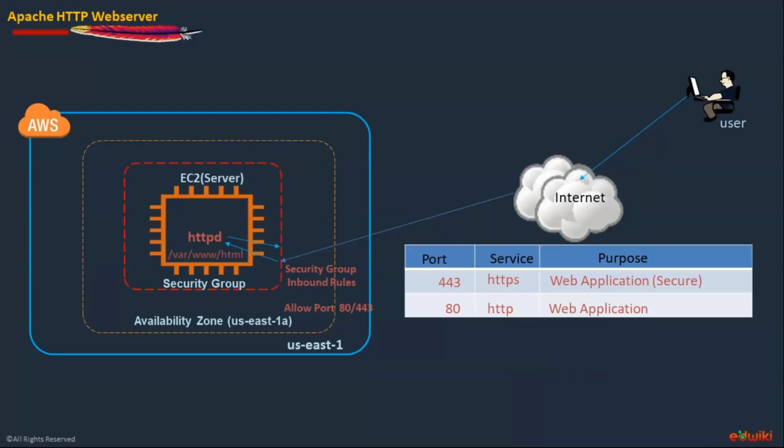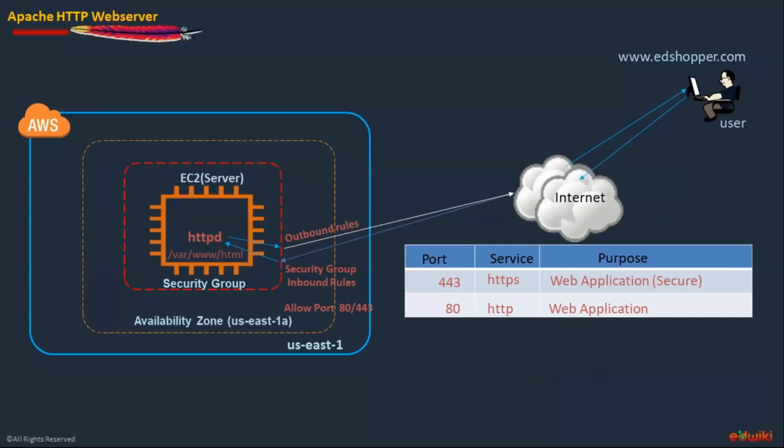Whatever response the HTTPD has given back, again the response has to pass through the outbound rules of the security group, as we know already, right? And by default, the outbound rules allow all the traffic, so we don't need to worry about changing anything in the outbound rule. That response will be given to the user who requested this web application, and whatever response came in will be loaded as a website.